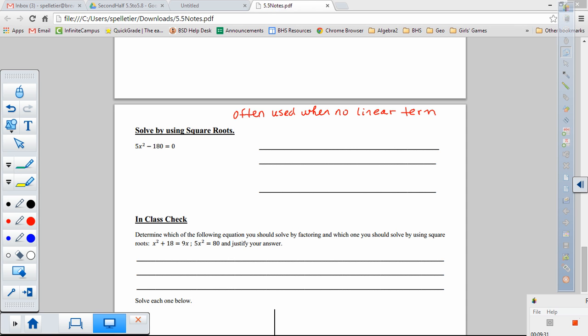So what do you do? You look at it and you think, is there a greatest common factor? No. Is it the difference of two squares? No. Is it a trinomial? No. Is it a perfect square trinomial? No. So there doesn't appear to be an easy way to factor it. So it's otherwise not factorable. Right? It's not one of those easy methods we've already learned. So this is what we do: we isolate the x squared term.